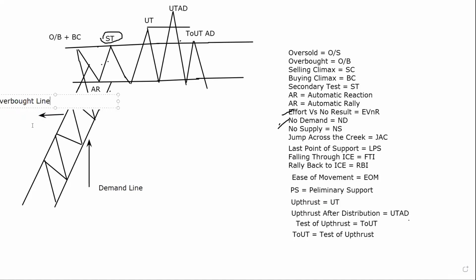We call it the overbought line because this is the line where we see whether the price will become overbought or not. Once the price is overbought, we know that the price will reverse after. And this line here, Wyckoff used to call the supply line. No, resistance. This one is resistance.